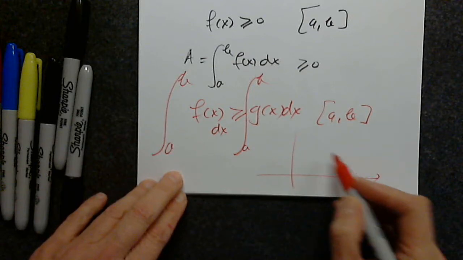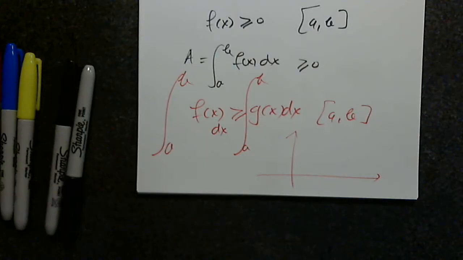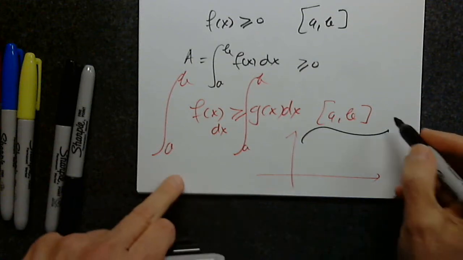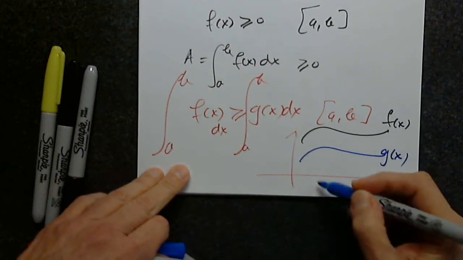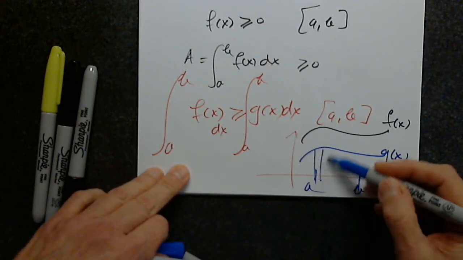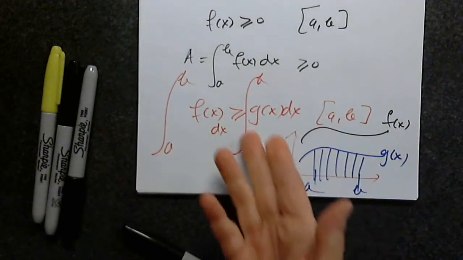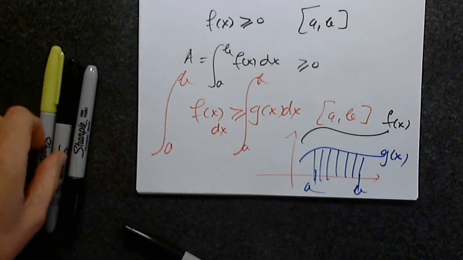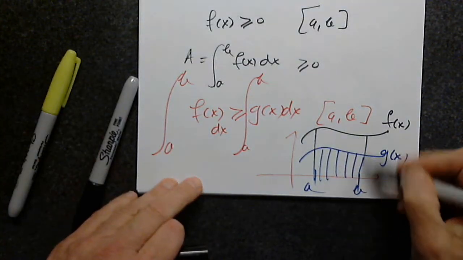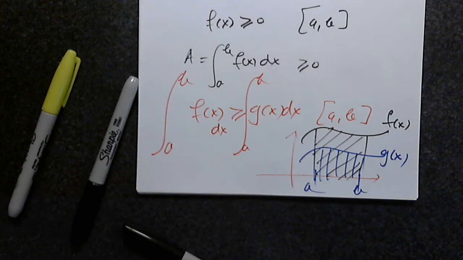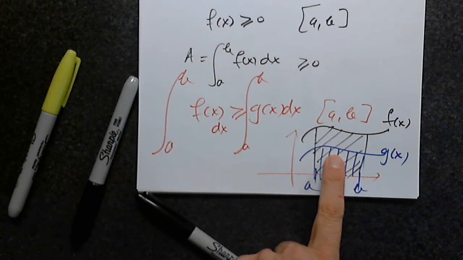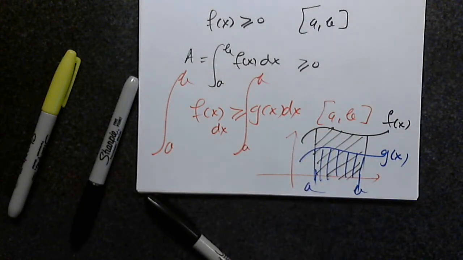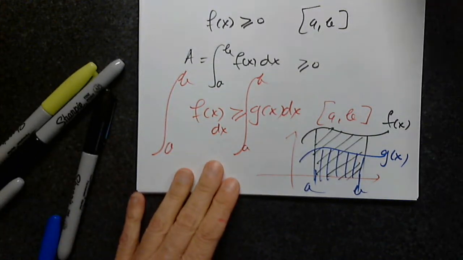So here is a picture of that. Let's say this is f of x, and I have g of x, which is here, and this is a and b. Obviously the area under g, which is the integral from a to b of g of x dx, must be smaller than the area under f. So that's what this means. If f of x on the interval a comma b is above g of x, the area under f must be greater than the area under g. Also common sense. Agreed? Okay.